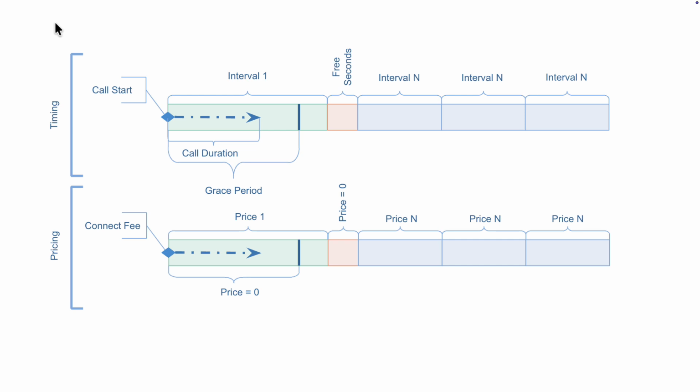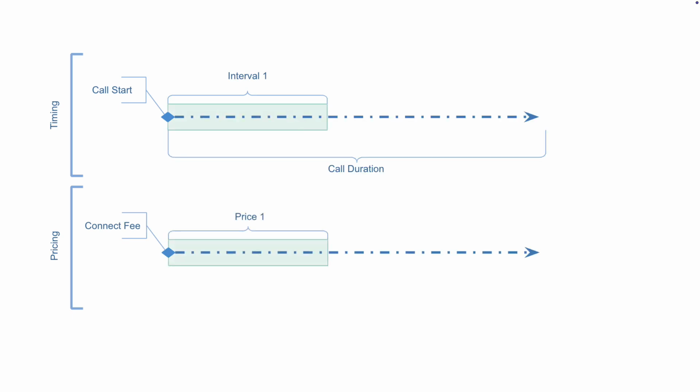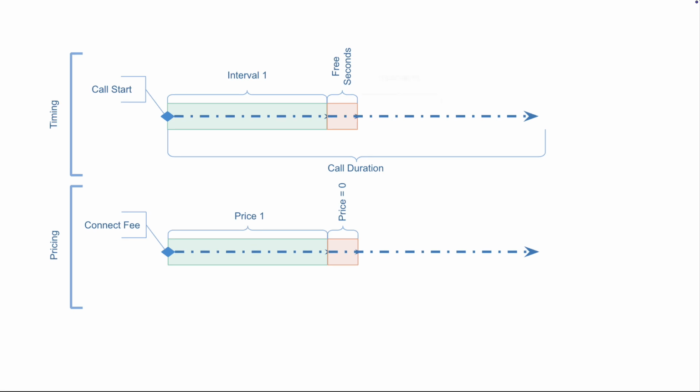If the call duration falls within the first interval, the total charge includes the connect fee plus the full charge for interval 1, regardless of the actual call duration. Following interval 1, the system applies the free seconds, if configured. During the free seconds interval, no additional charges accrue. Consequently, if a call duration is less than or equal to the free seconds interval, the total charge is limited to the connect fee and the full charge for interval 1.